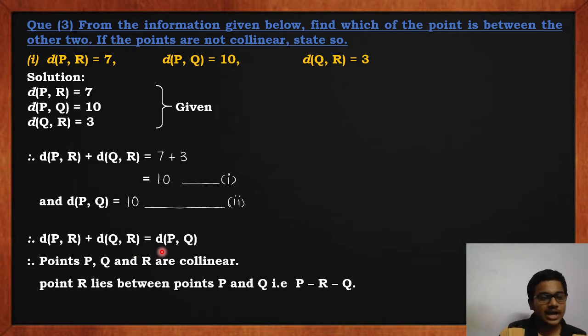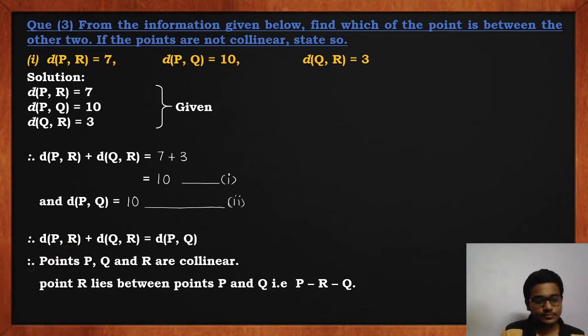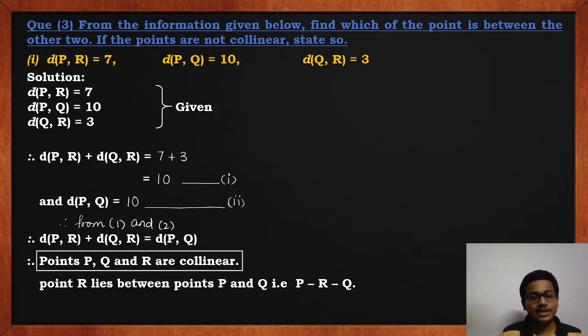So in this case, we'll write point R lies between points P and Q, and betweenness will be represented as P-R-Q, where R is between P and Q. Understood? So what we'll do here is write the reason here. Therefore, from 1 and 2, and we'll make a box around this statement, whether it is collinear or not collinear. Understood? So this is how you will attempt the sum.